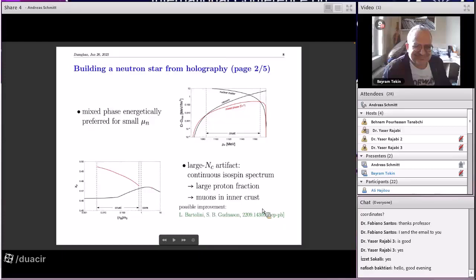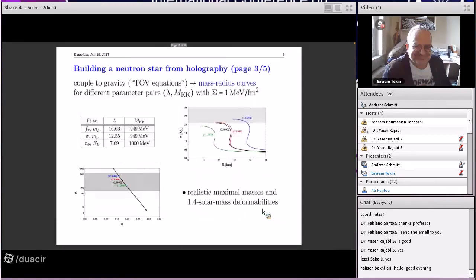We can improve on this. It has been done for single baryons. It's not so easy for many baryon systems, but first steps have been done in this reference I'm putting here. But for now, we have to live with this unphysically large symmetry energy, which is the energy I need to go away from symmetric nuclear matter, right? So my matter in the neutron star is almost symmetric, not quite, but almost 50-50 between neutrons and protons.